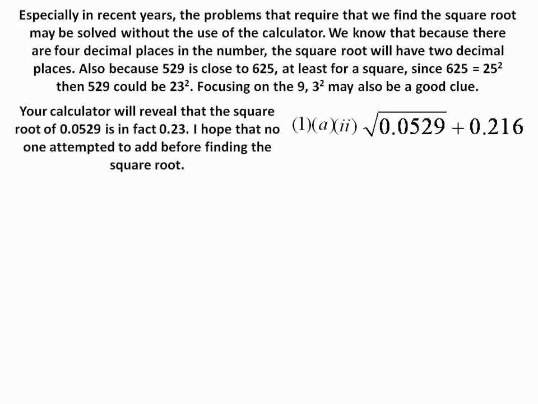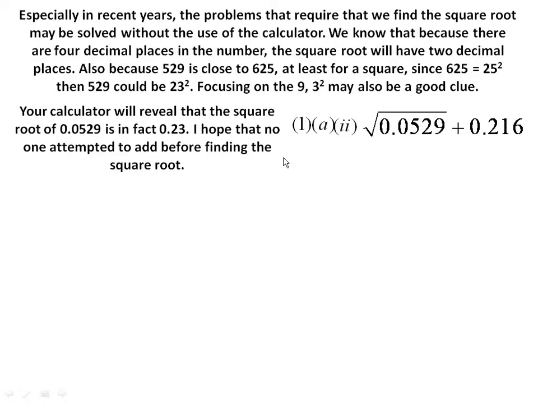Your calculator would have revealed that the square root of 0.0529 is in fact 0.23. I hope that no one attempted to add before finding the square root. Well, it is far-fetched that anyone would want to add this number to this one and then find the square root. We don't imagine that anyone will want to do that, but stranger things have happened. Now we will do the square root first, and then when we get the result, we add 0.216 to it.